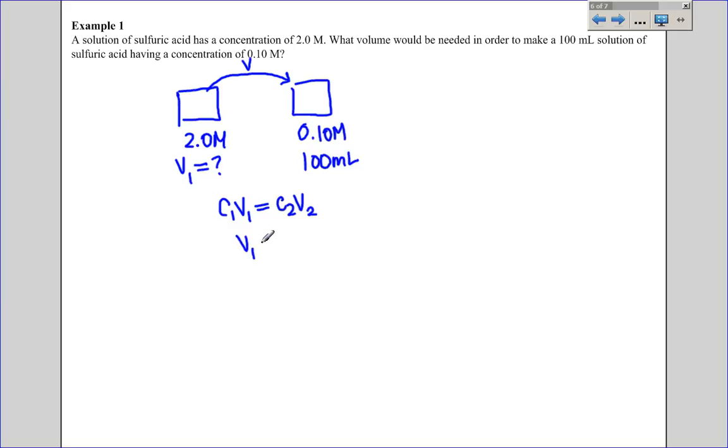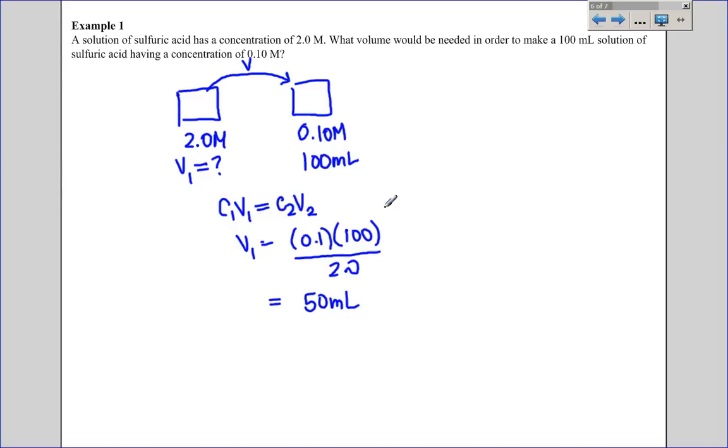So my V1 is going to be equal to 0.1 times 100 divided by 2.0. And what I find is that my volume is 50. And the units of my volume are milliliters because when I'm using this formula, I used 100 milliliters for my volume. So therefore, the units of this volume are going to be milliliters.